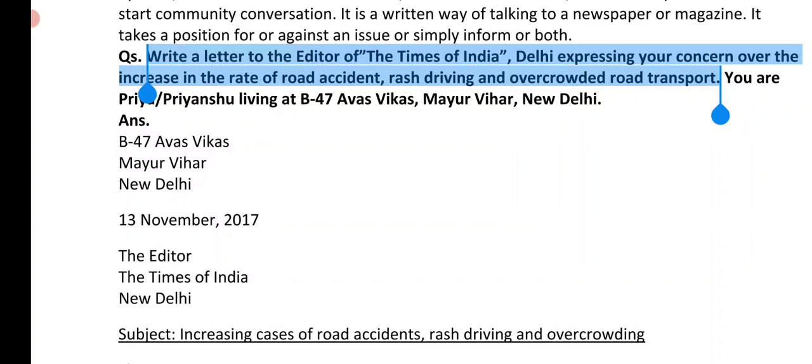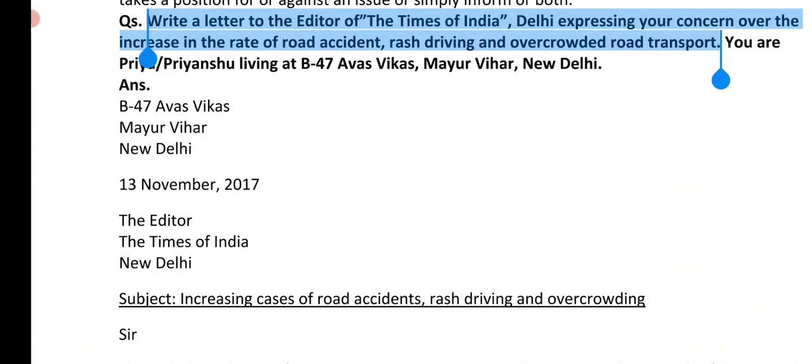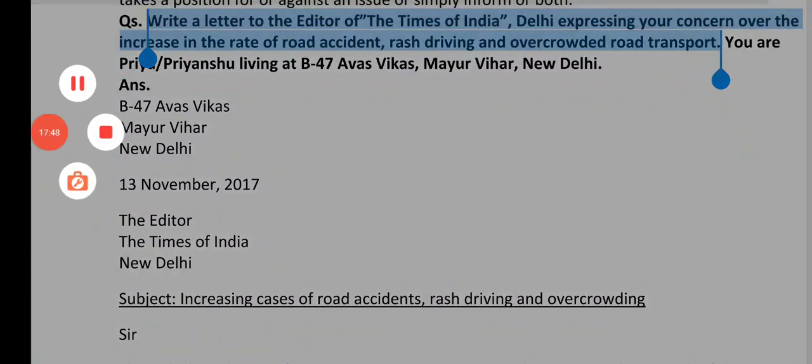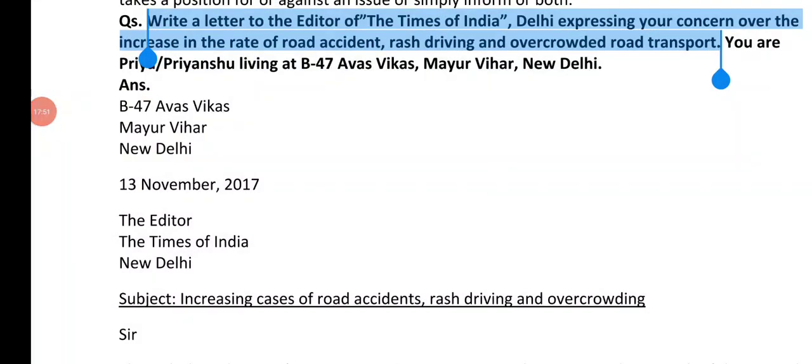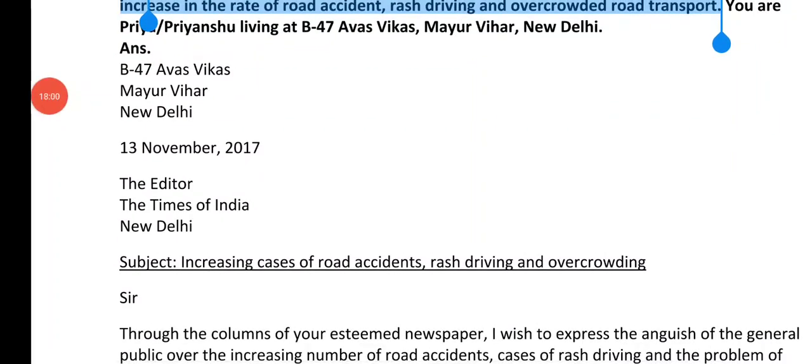Right, 3 marks for content, and 2 marks for grammar. No, sorry, 1 mark you get for format, 3 marks for content, and 2 marks for expression. So this is the marking scheme of letter writing.